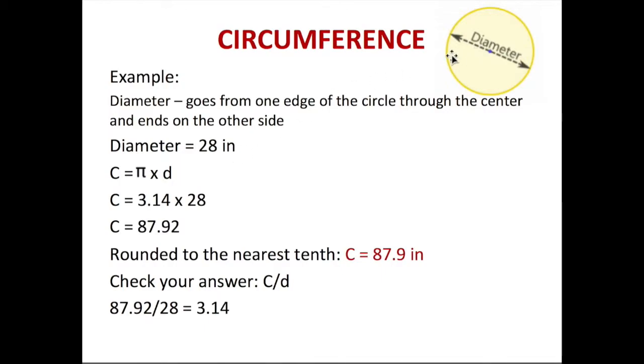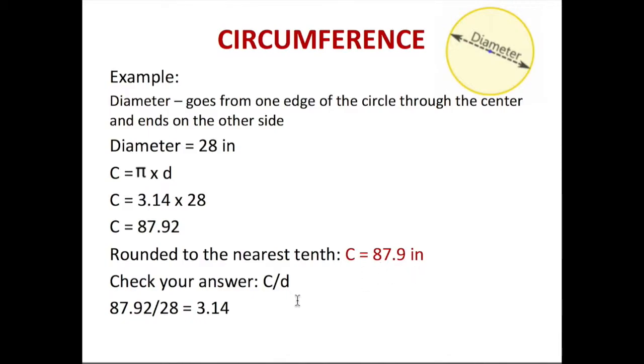The diameter goes from one edge of the circle through the center and ends on the other side. So our diameter will be 28 inches. So let's use the formula pi times diameter, which will be 3.14 times 28, which will give us the same answer of 87.92. Again, we can round to the nearest tenth and get the circumference of the circle is 87.9 inches.